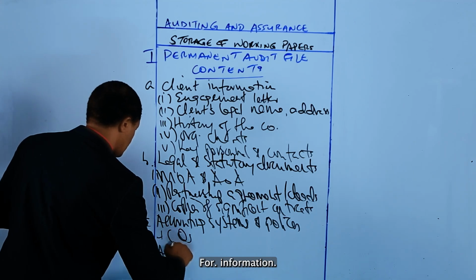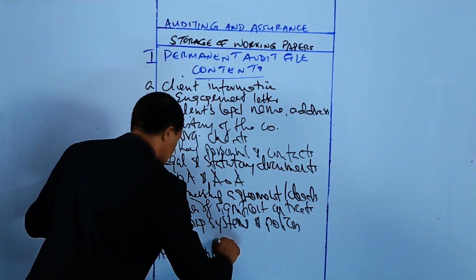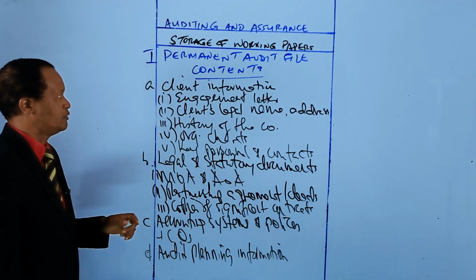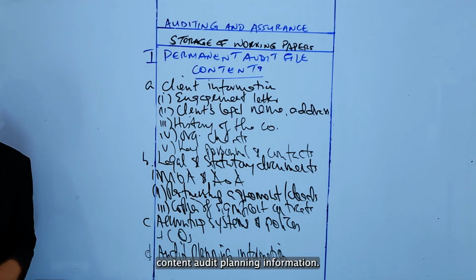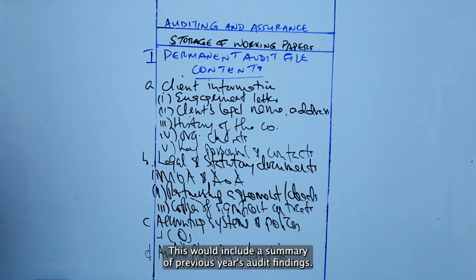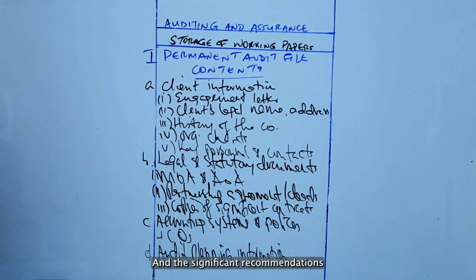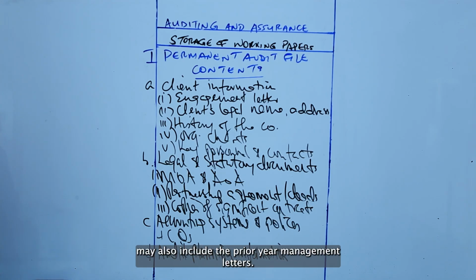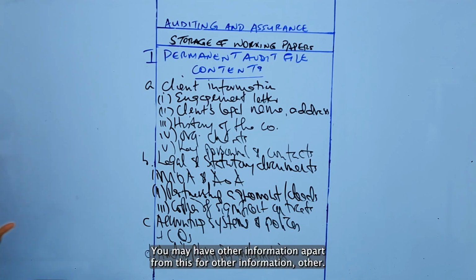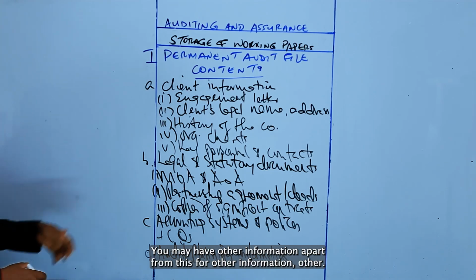For information is the other content, audit planning information. This would include summary of previous year's audit findings and significant recommendations. It may also include the prior year's management letters, the analysis of key financial ratios and trends over several years, and so on. We may have other information apart from these four.